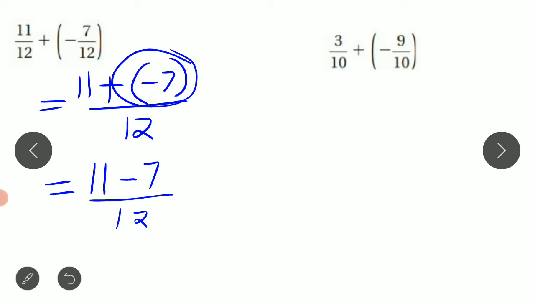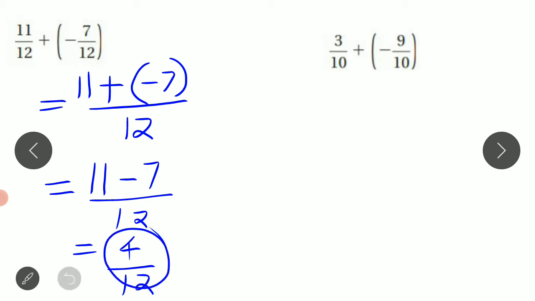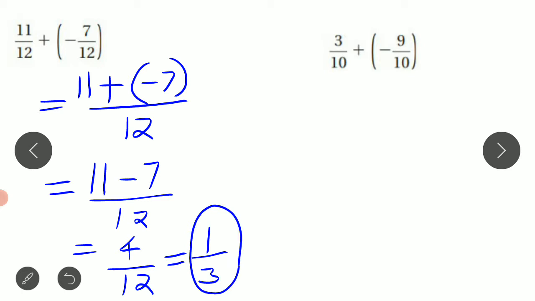We opened the bracket here. Then 11 minus 7, 4 by 12. And check whether it is in the simplest form. It's not in simplest form. We can simplify further. Both the numerator and denominator have common factor 4. So let's divide the numerator and denominator by 4. 4 ones are 4, 4 threes are 12. So we get the answer as 1 by 3. So always our answer should be in simplest form, least form.